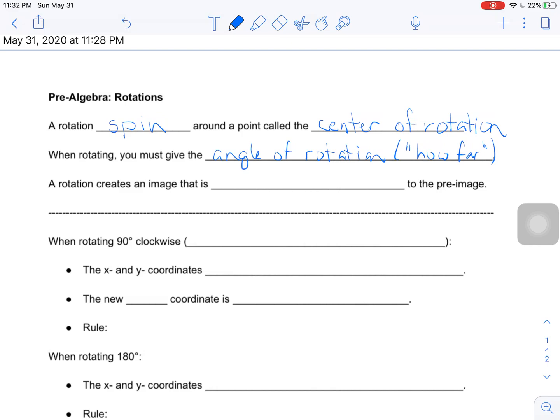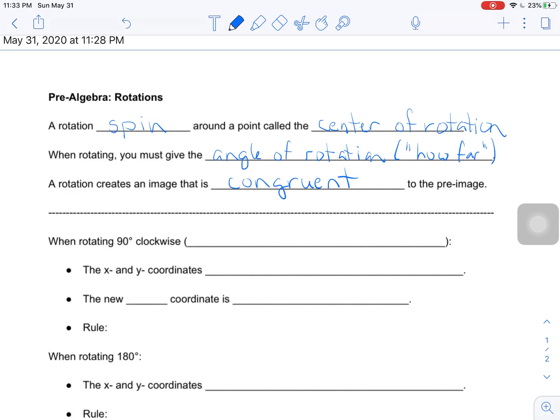Now, similar to a translation and a reflection, which are the other 2 types of transformations that we've already talked about, when you spin a shape around a point, the shape is not going to get magically larger or smaller while you're spinning it. It's the same shape. You're just changing what we call the orientation, or the direction the shape is facing. So similar to a translation and a reflection, a rotation will always create an image that is congruent, or the same size, to the pre-image. Those are the basic things that you are using when you're rotating your shape.